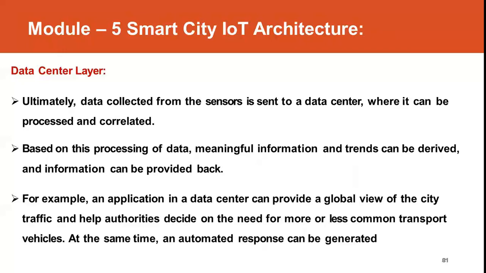For example, an application in the data center can provide a global view of traffic. In real time, the authorities can decide where the vehicular movement is more and where it is less. They can divert the traffic to paths where there are fewer vehicles. At the same time, they can decide on the number of traffic signals that may be required. This data center layer can also generate automated reports.